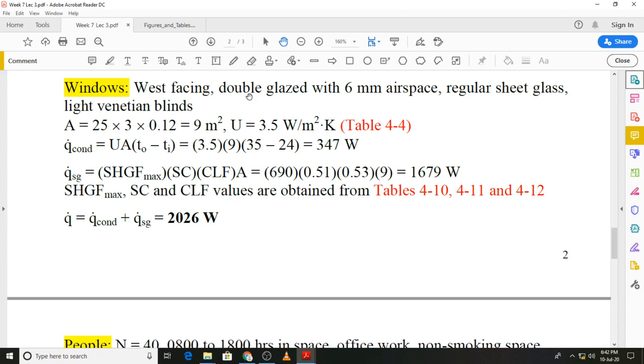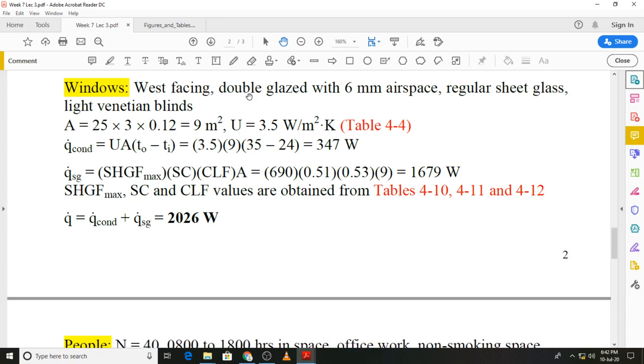The type of glass sheet that is used is regular sheet glass, and inside we have shading provided by Venetian blinds, which are light Venetian blinds. This information will be required to find out certain values from the tables, and that is what we will do as we proceed with the conductive and the solar gains through the windows.